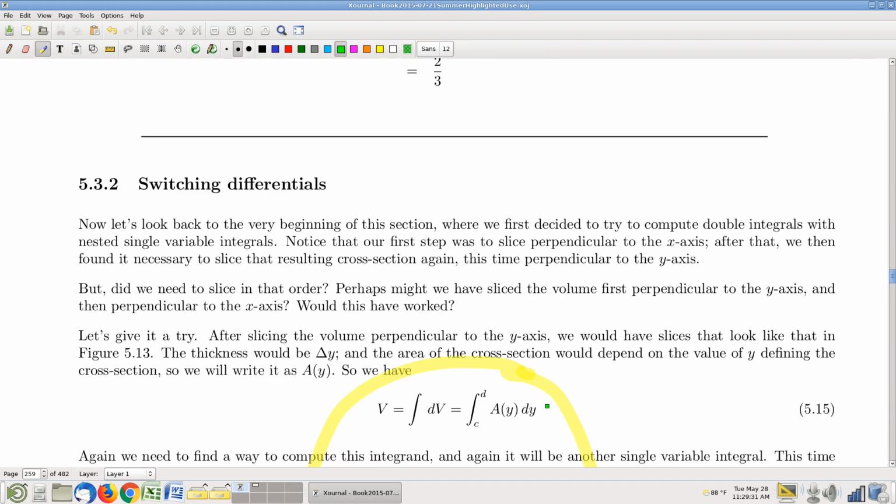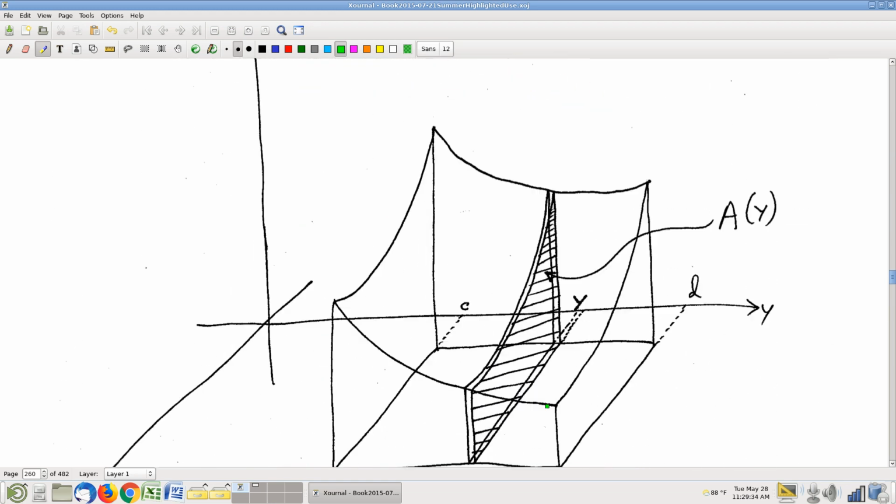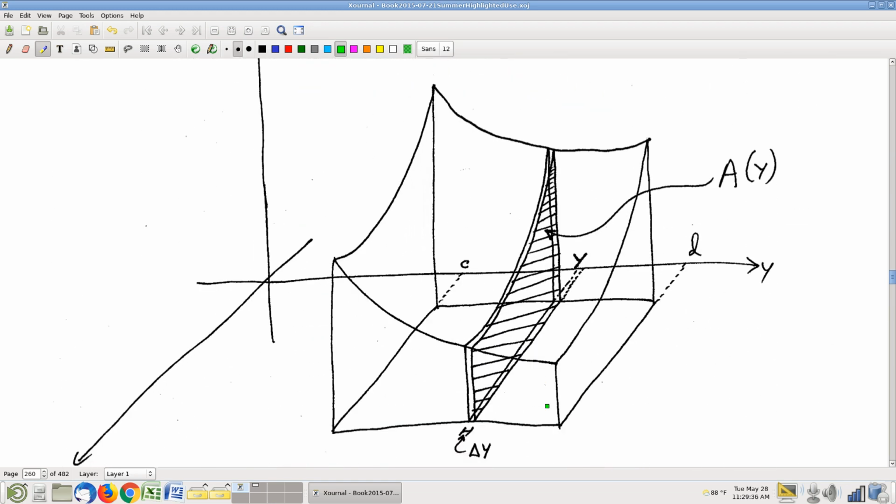There's a whole section here in the book called Switching Differentials where I do it the other way. Where here, notice, we're doing our first slicing perpendicular to the y-axis, thus resulting in an outside integral that is a dy integral instead of a dx integral. And then, et cetera, et cetera. How do you compute the area of this cross-section? By the way, notice the area of the cross-section is now area as a function of y, not x. And so all the variables are kind of playing different roles, or sort of traded places, if you will.